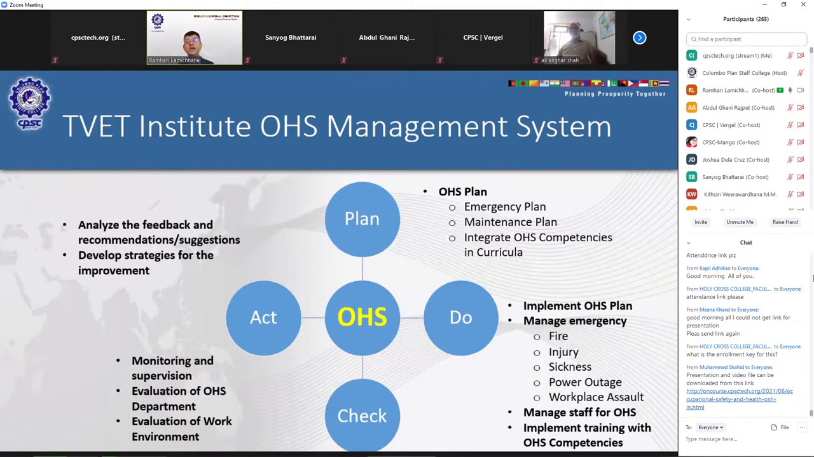So when we talk about the OHS management system in the TVET institutions, we have to follow the PDCA cycle: plan, do, check, and act, which means manage feedback. That is ACT. So we have to develop this system in our institution also.